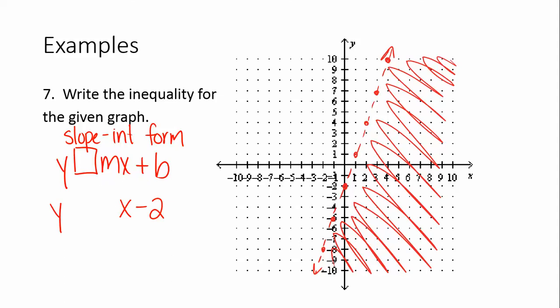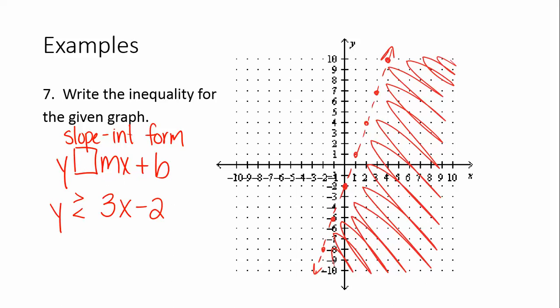And my slope, if I start here at my intercept, I go up 1, 2, 3, and over 1. Up 1, 2, 3 over 1, up 1, 2, 3 over 1. So it looks like it's a positive 3 or 3 over 1. Now I have to determine what kind of symbol I have. It is a dotted line, so it's either going to be greater than or less than. The question is, which one is it?